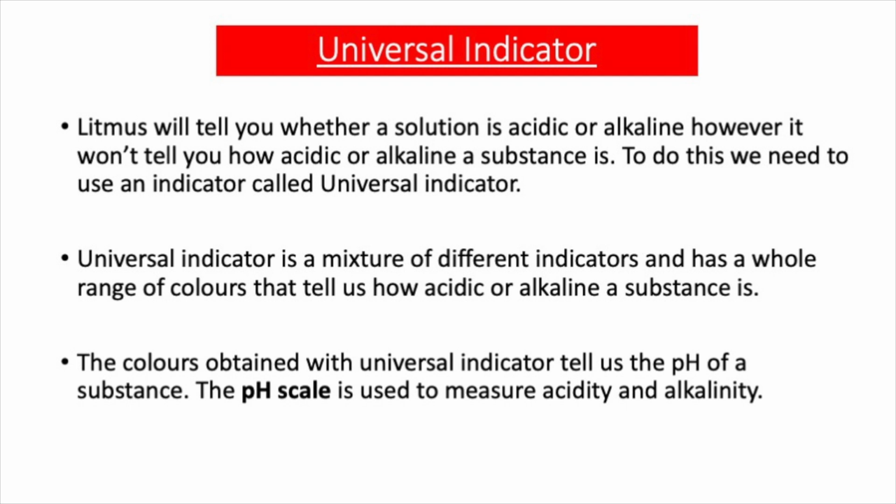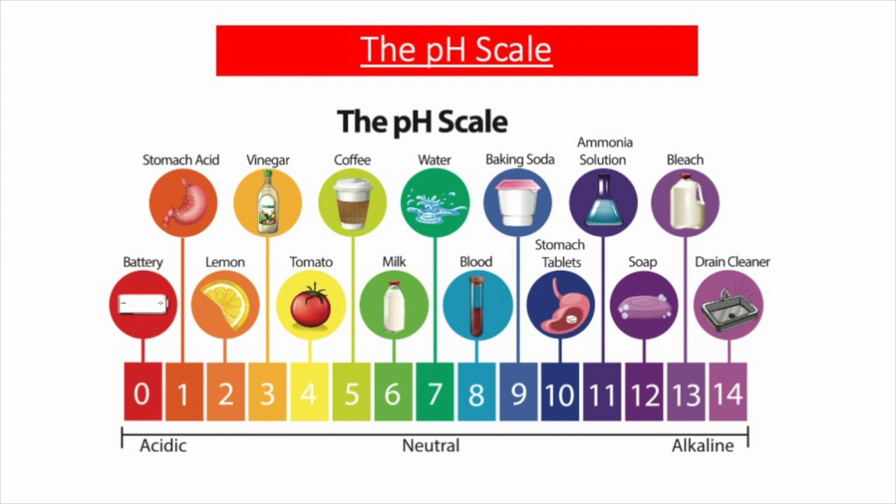Now the colours you get with universal indicator tell us the pH of a substance. And as I've mentioned previously, the pH scale is used to measure acidity and alkalinity. Now the following slide shows the pH scale and the colours that are obtained with universal indicator. So acids are substances that have a pH of less than 7. Alkalis are substances that have a pH of more than 7. And if a substance has a pH of 7, the substance is classed as neutral.